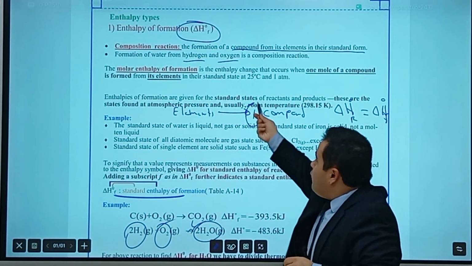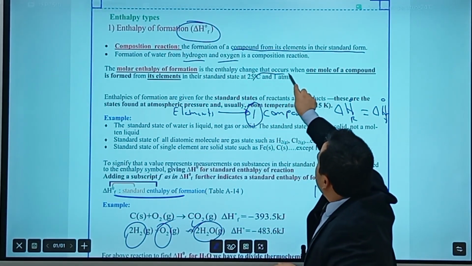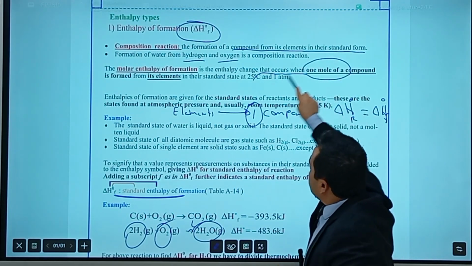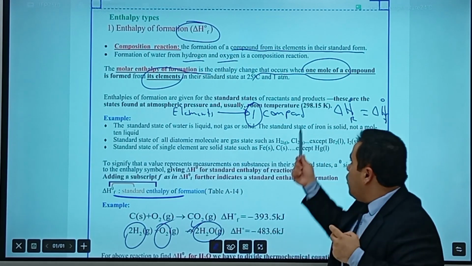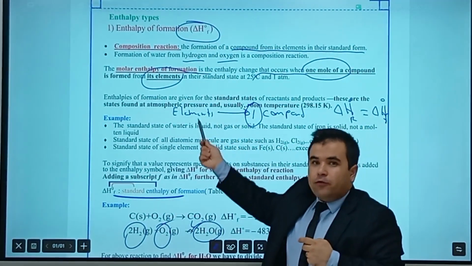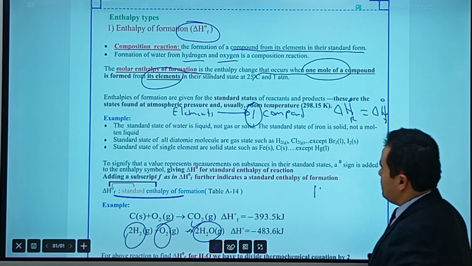One mole of a compound from the elements. So, the enthalpy of formation is the enthalpy change that occurs when 1 mole of a compound is formed from the elements. Two conditions: 1 mole must be formed, from what? From the elements. We'll be providing examples, guys.